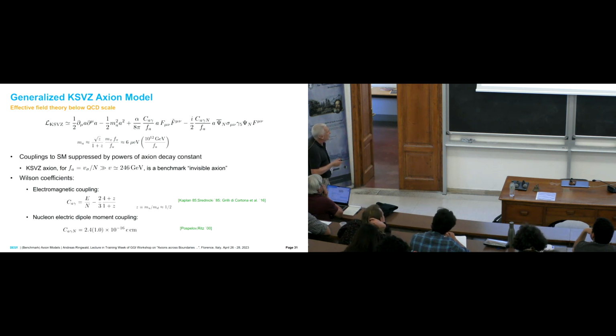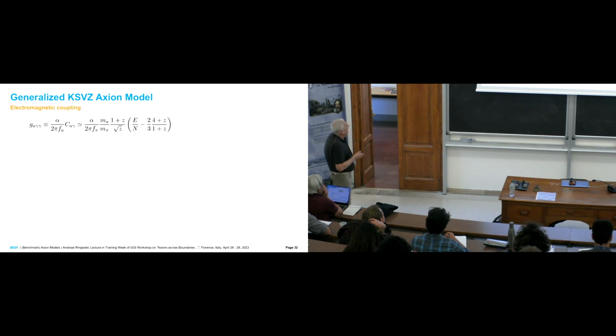And here there is no freedom, but here is the freedom in this E over n factor. So here I have written it down. So I have now written here this coupling A.